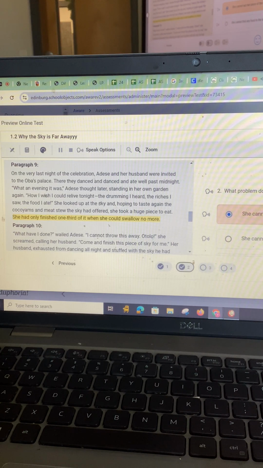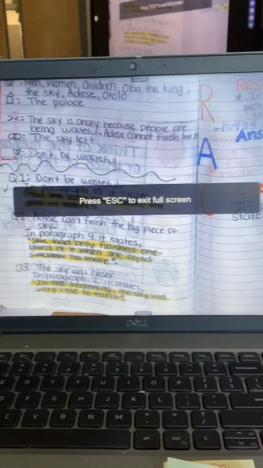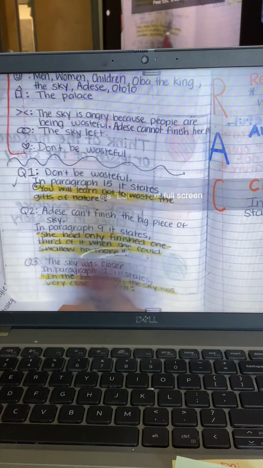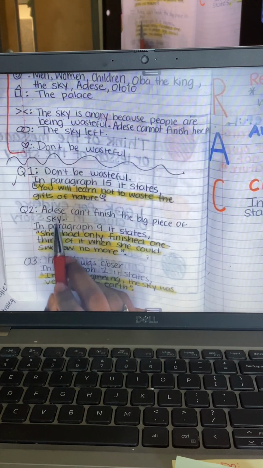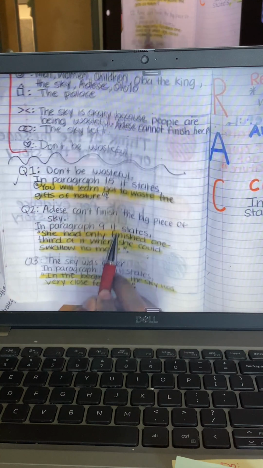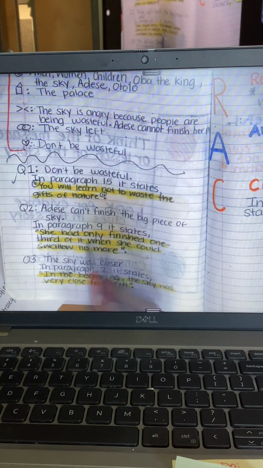Miss, I know it's this answer because it says it right here. Well, we go back to our strategies and you prove it to me, right? And so we prove it. We put, question 2, this is my answer: she cannot finish the big piece of the sky. Why? How do I know that's the answer? Because in paragraph 9, it states she had only finished 1/3 of it when she could swallow no more. So this is very important.